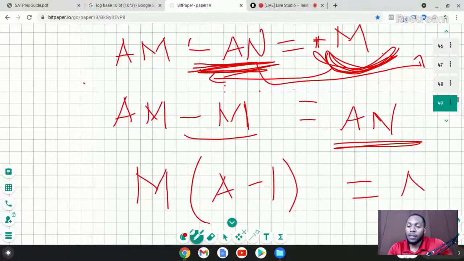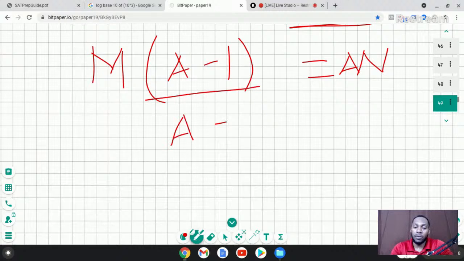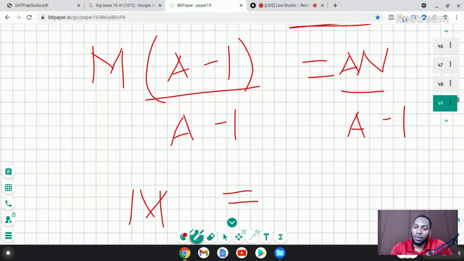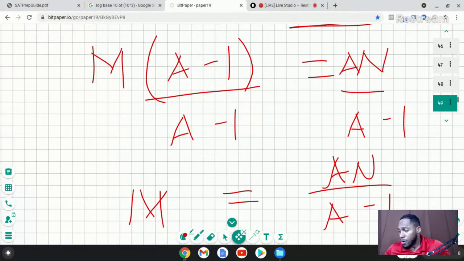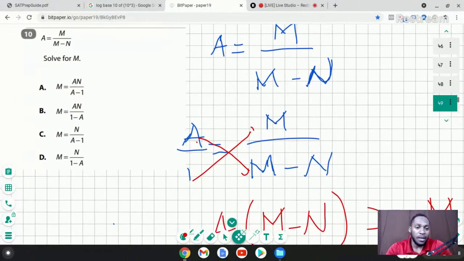is equal to an. And how do I solve for m? Divide both sides by a minus 1. And I get m is equal to an divided by a minus 1. All right, so let's see what answer choices they gave us. An divided by a minus 1, which is choice A.